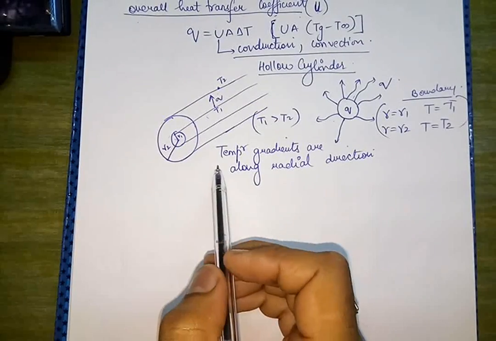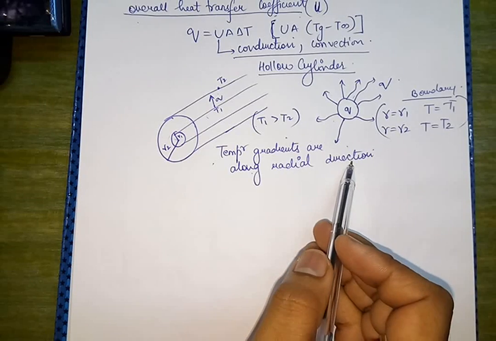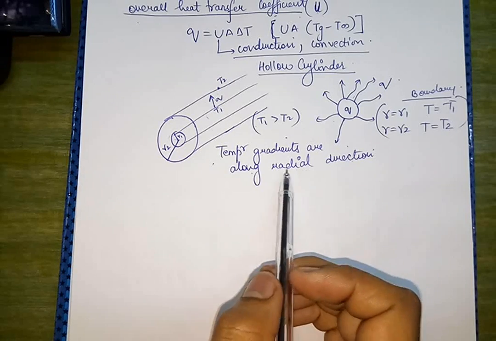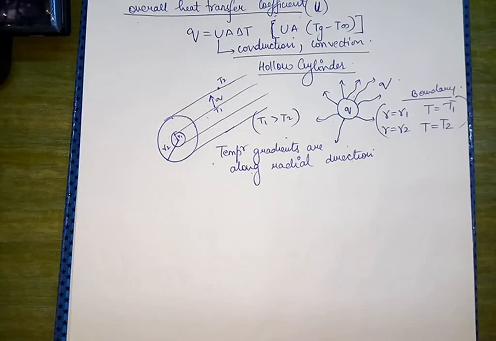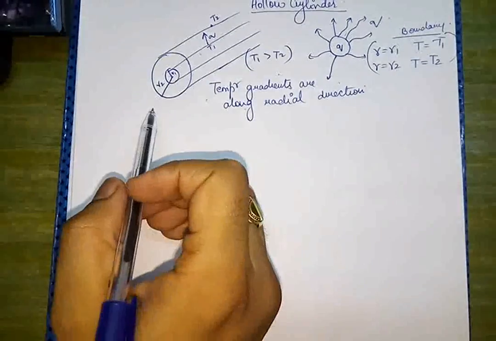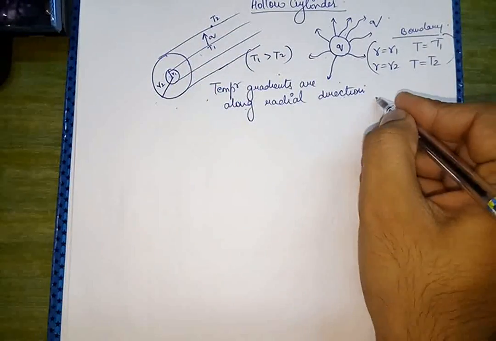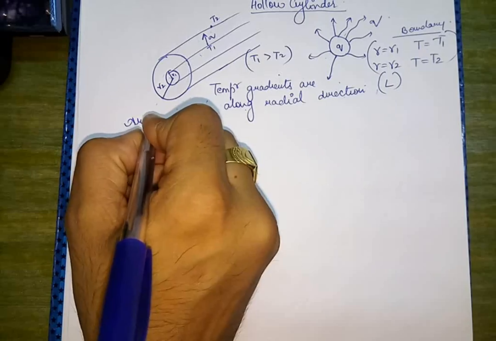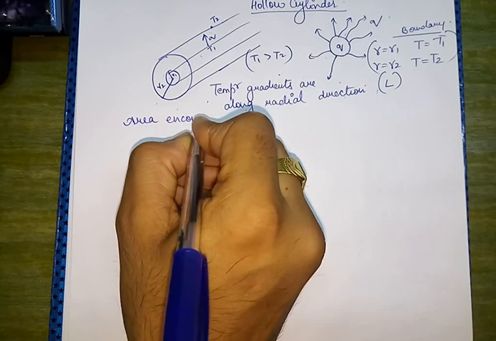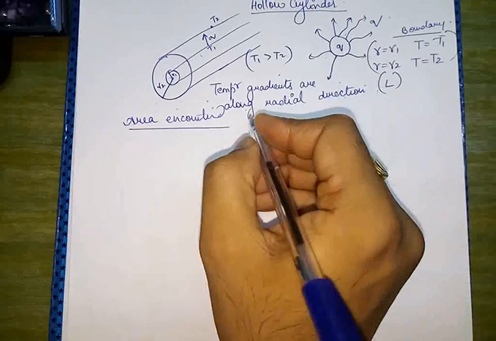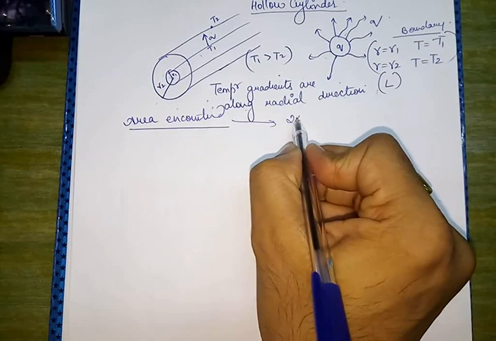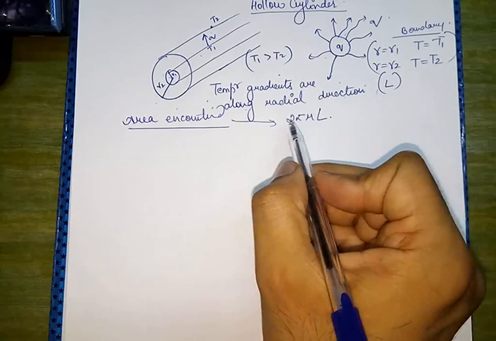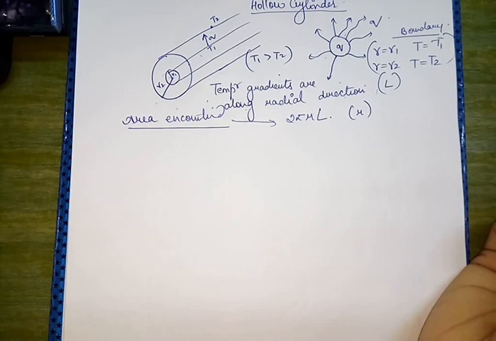Now we will note that temperature gradients are along the radial direction, so there will be a radial conduction of heat outwards, that is from the inner cylindrical surface towards the outer cylindrical surface. Now if the length of the cylinder is L, the area encountered during heat flow would be what? It will be 2 pi rL, where r is the general radius of the cylinder.